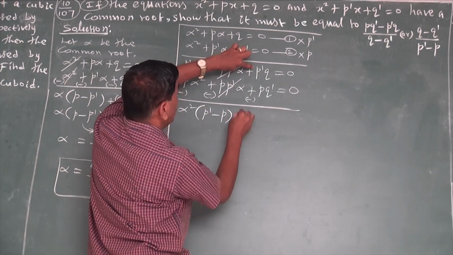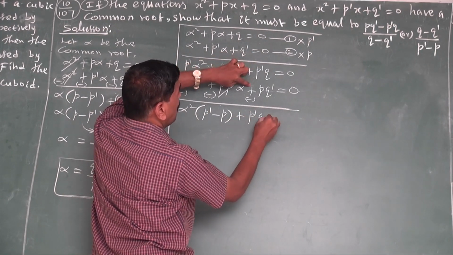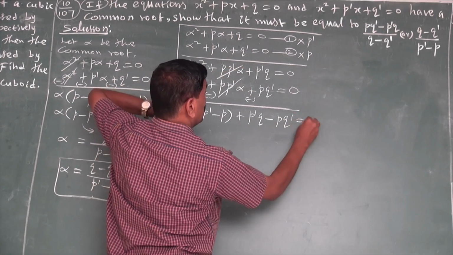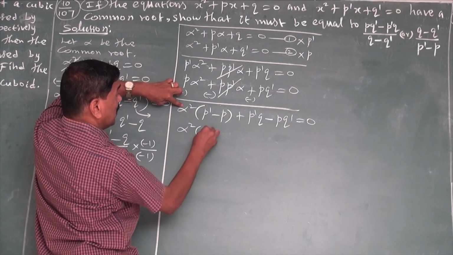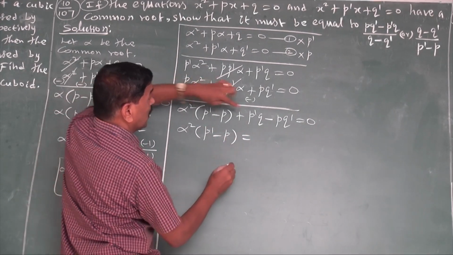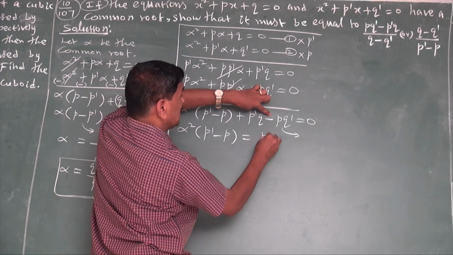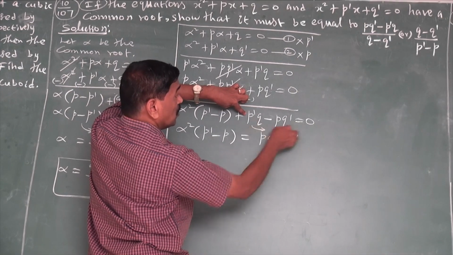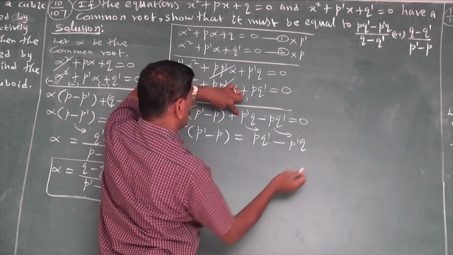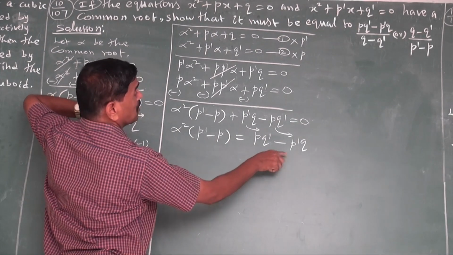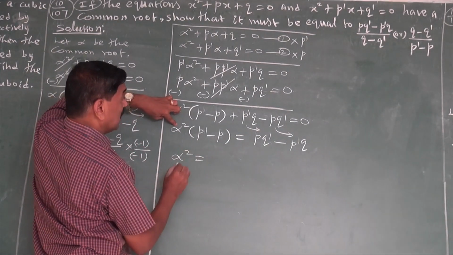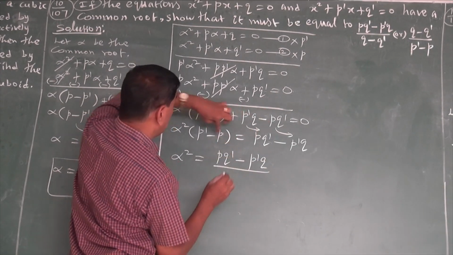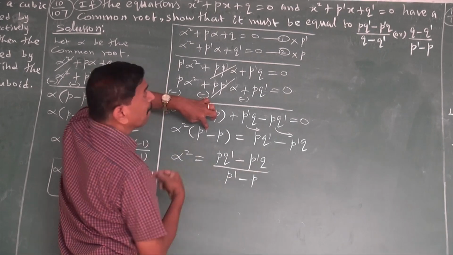Okay, here plus pq' minus plus, into minus minus, so minus p'q, which is equal to 0. Now alpha square into (p' minus p) is equal to minus goes to right, becomes plus, that means p minus q' minus, the plus goes to right, it becomes minus, so p'q. Now this bracket goes to right, becomes divided, that means alpha square is equal to (pq' minus p'q) divided by (p' minus p).